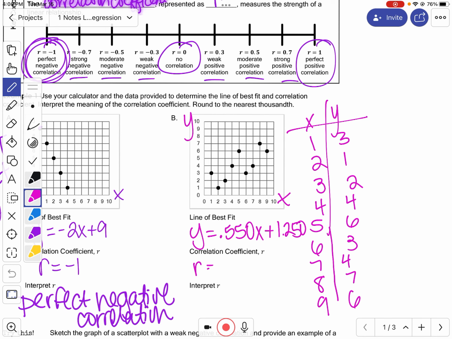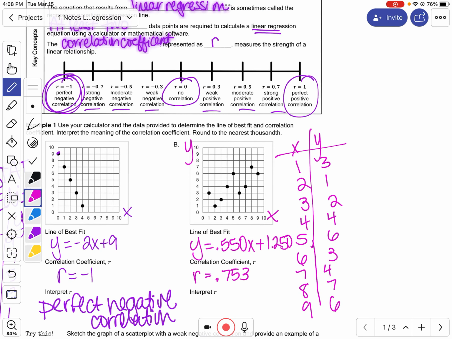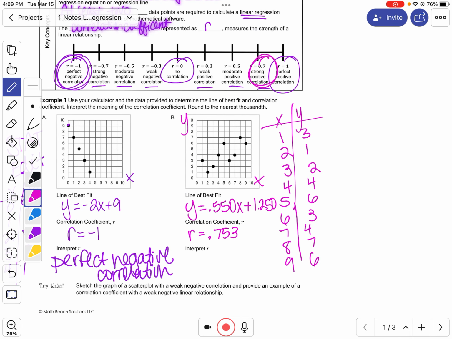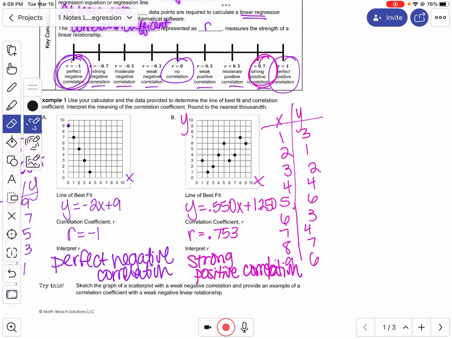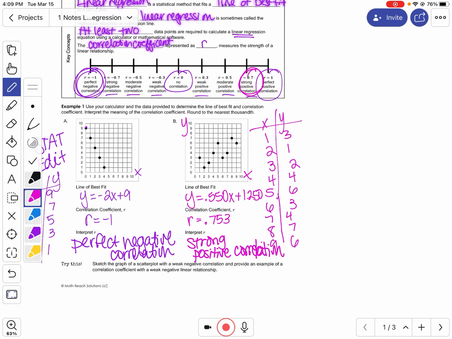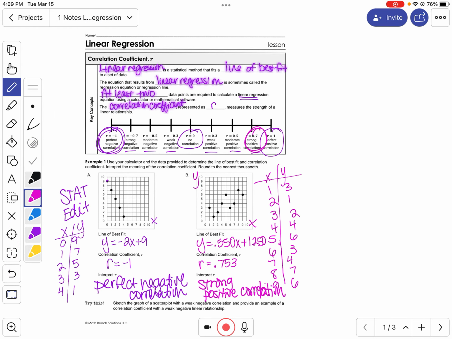And then the R, which was the correlation coefficient, was 0.753. So if we look at the chart here, it would be in the middle of this. So this is a strong positive correlation. Which means your slope would be positive. Notice it is going up in direction. It's positive and it is pretty strong. So it goes through the majority of the points whenever we draw that line through it. So this is called linear regression.